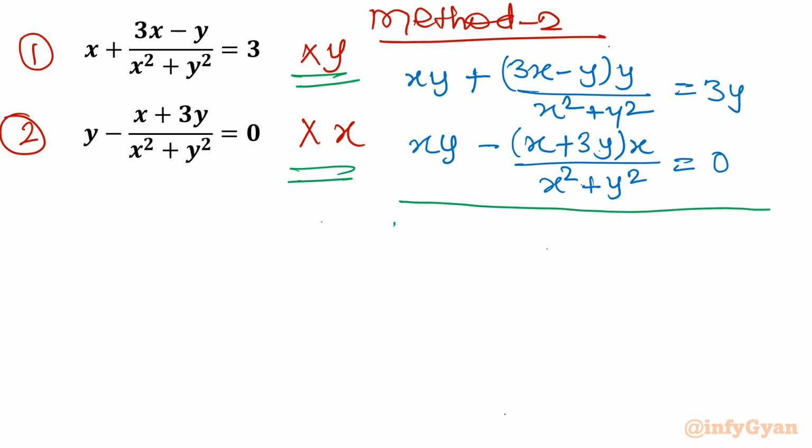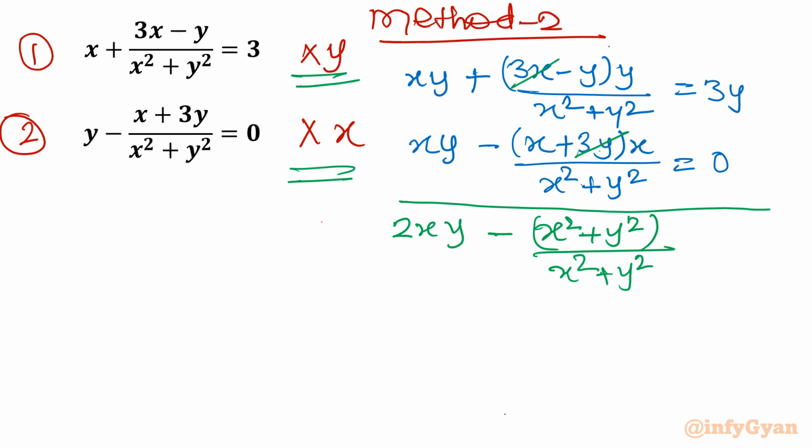What we will get? 2xy. Then you can see 3xy and minus 3xy. This term will be cancelled out. So what would be left? Minus x square minus y square. So let me write minus over here, and minus means common. So x square plus y square in the bracket, denominator x square plus y square, and right hand side you are having 3y.